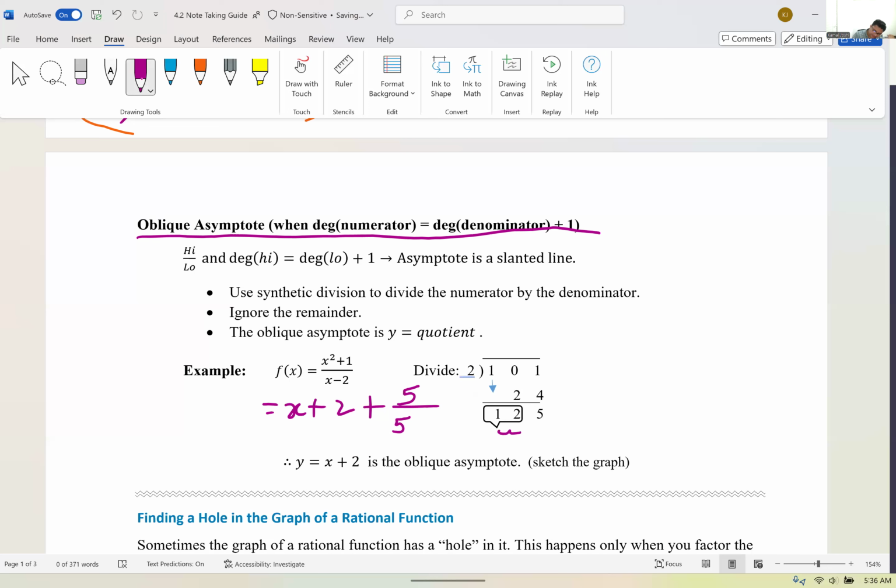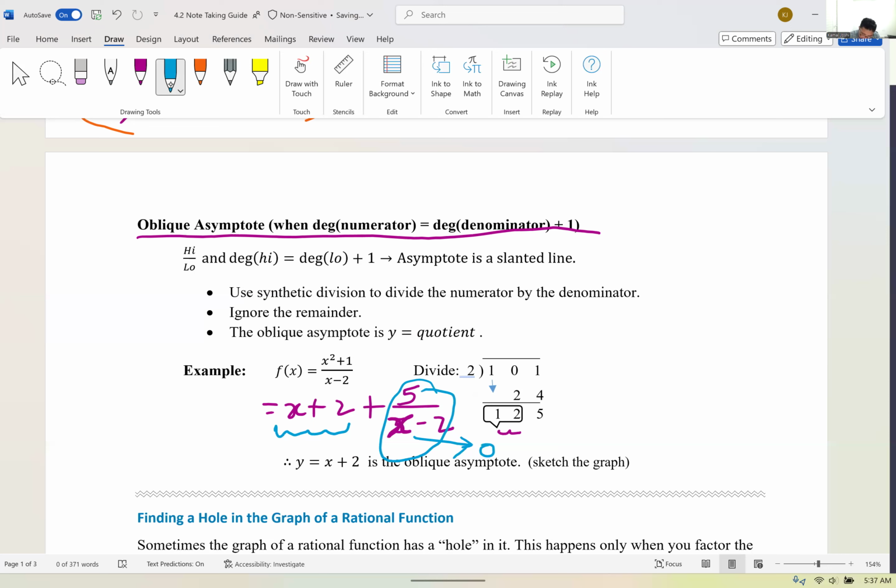5 over x − 2. Okay, and because you have f(x) equals x + 2 plus that term, in the long term, when you plug in x equals infinity or minus infinity, this will go to 0 eventually, right? But you are left with x + 2 then. So that line y = x + 2 becomes your asymptote.